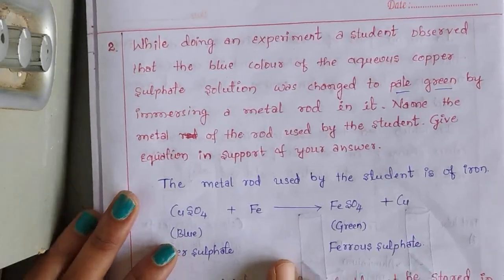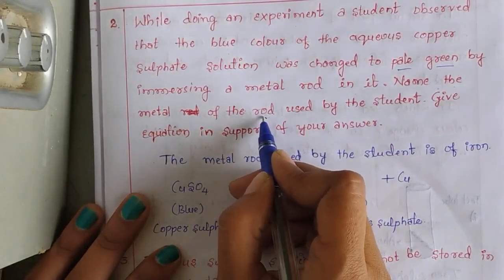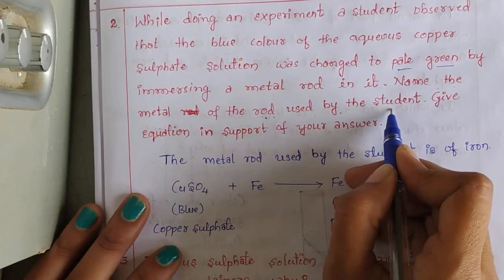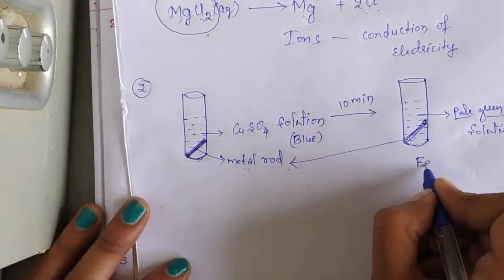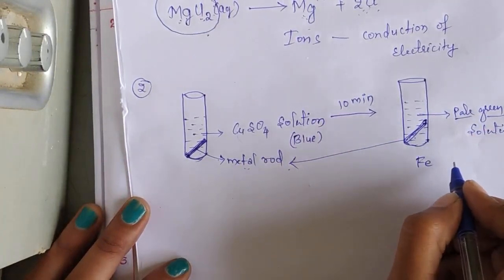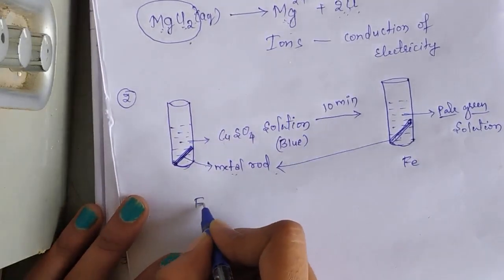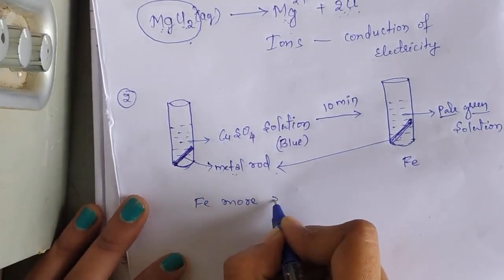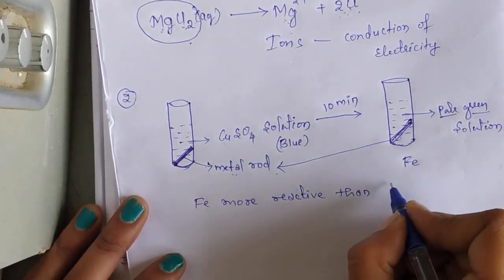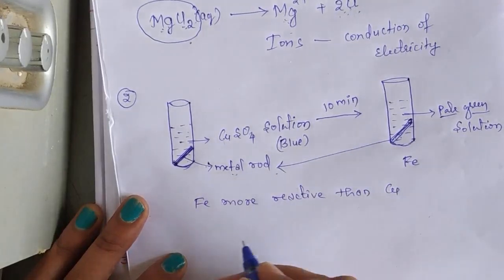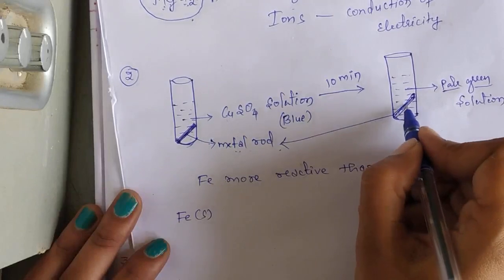In the question they have asked: name the metal of the rod used by the student. Here the metal rod used is iron, because iron is more reactive than copper. That's why, here it is the iron rod.